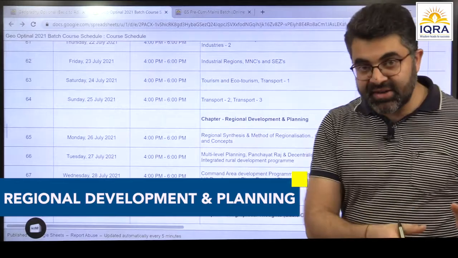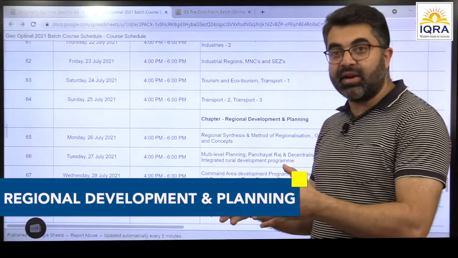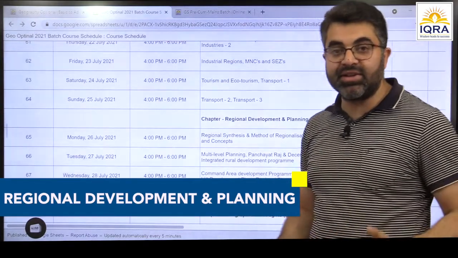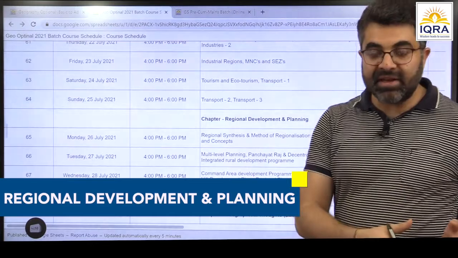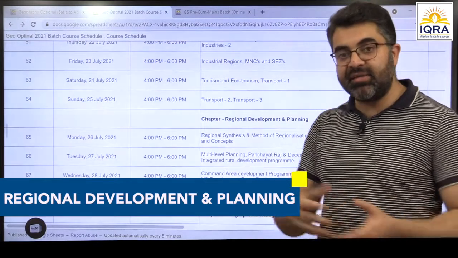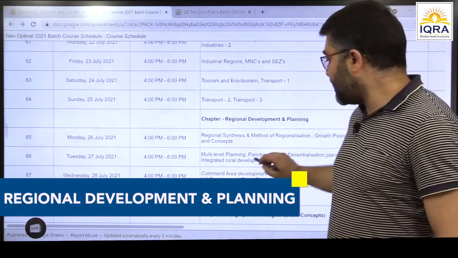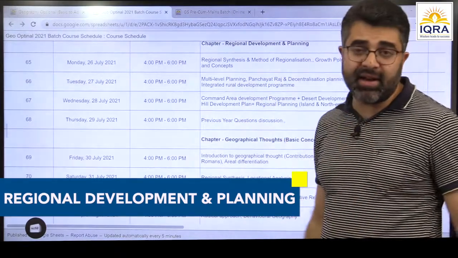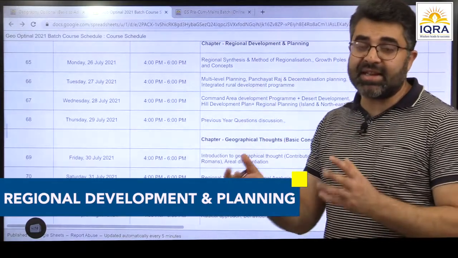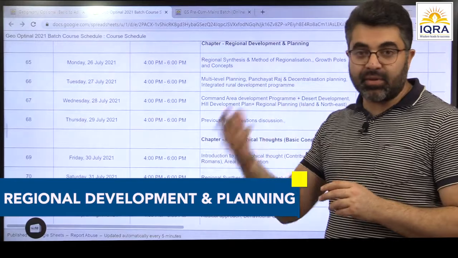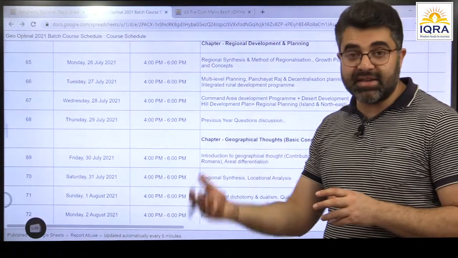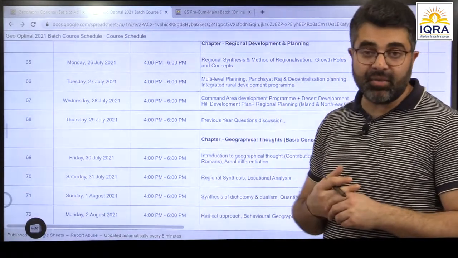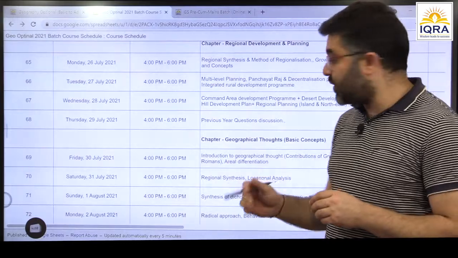We discuss what are regions of the world, and then we'll discuss what are the different regions of India. How developmental strategies are examples in the world, then we'll take examples of India. And then multi-level planning, command area development program, and this is again very, very applied. It will also help you in disaster aspect, such as the drought programs, flood programs, desert development programs, hill area development program. So regional aspect is very important.